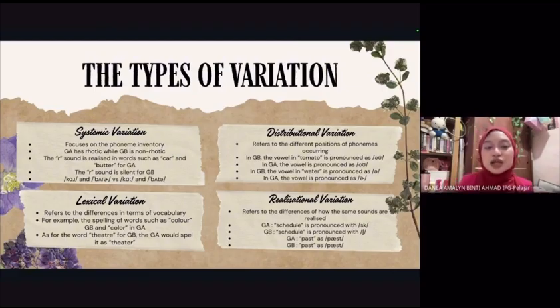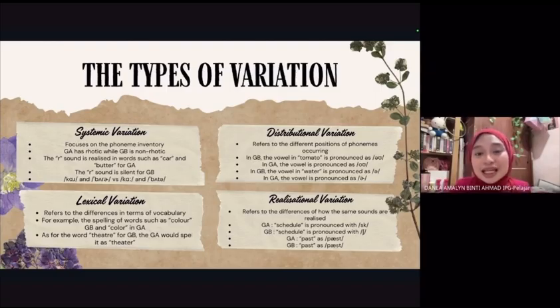Right, so the second last is lexical variation. This refers to the differences in vocabulary. So words like color and colour are used in General British and General American, of course. However, General American usually prefers the spelling of color to be without the U. However, General British would prefer the spelling to be with the U. So this plays an important role, especially in terms of lexical variation.